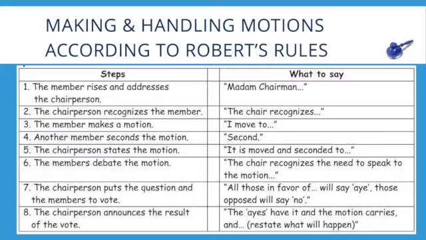The chairperson puts the question to the members to the vote. The chair will say, "All those in favor of changing the colors from green to purple will say yes, and those opposed will say no." And then the chairperson announces the result of the vote: "The yeas have it, and the motion carries," and restates what will happen.